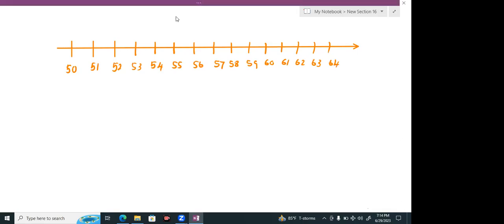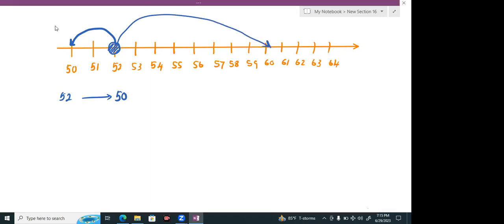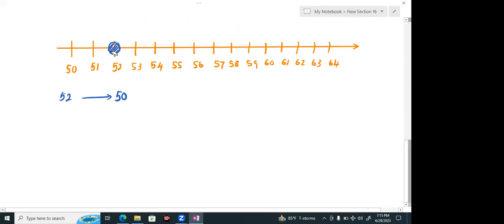Okay. Now I am asking you to round off 52 to the nearest 10. Then what is the answer? 50. Yes, 50, because the closest tens multiple to 52 is 50. To move to 50 it is 2 steps, but to move to 60 it is 8 steps. That means 60 is located 8 steps far away from 52.